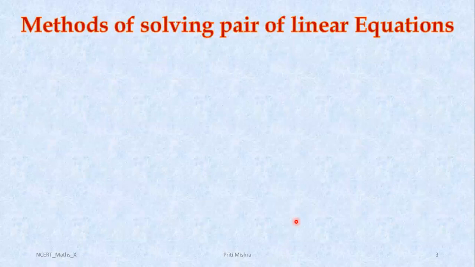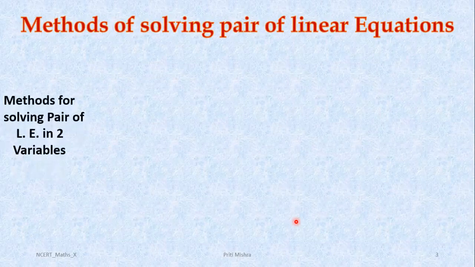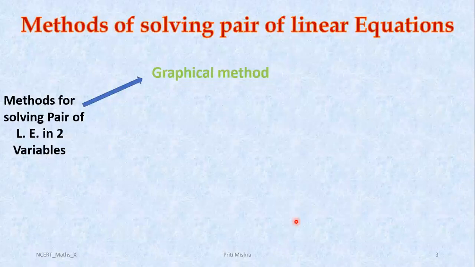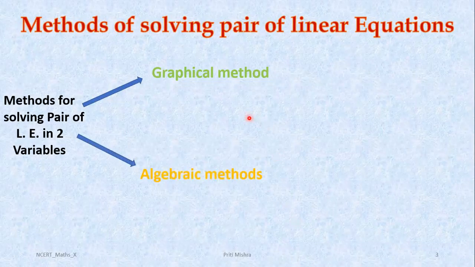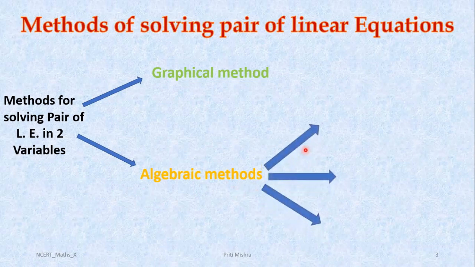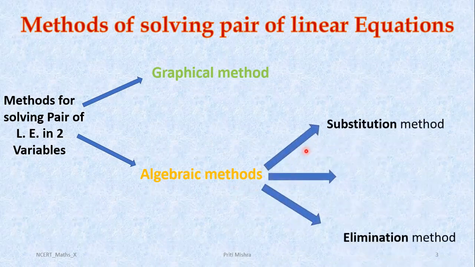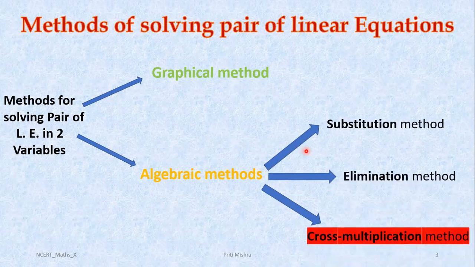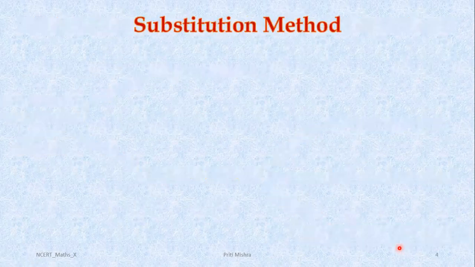So let's get started with the methods of solving a pair of linear equations in two variables. Here we have two methods for this. First one is the graphical method, which I have already explained in the first video. And second, we have algebraic methods. We have three types of algebraic methods: first is the substitution method, second is the elimination method, and third is the cross multiplication method. These two methods we will get to know in this video, and the third method I will introduce in the next part. So let's get started with the substitution method.